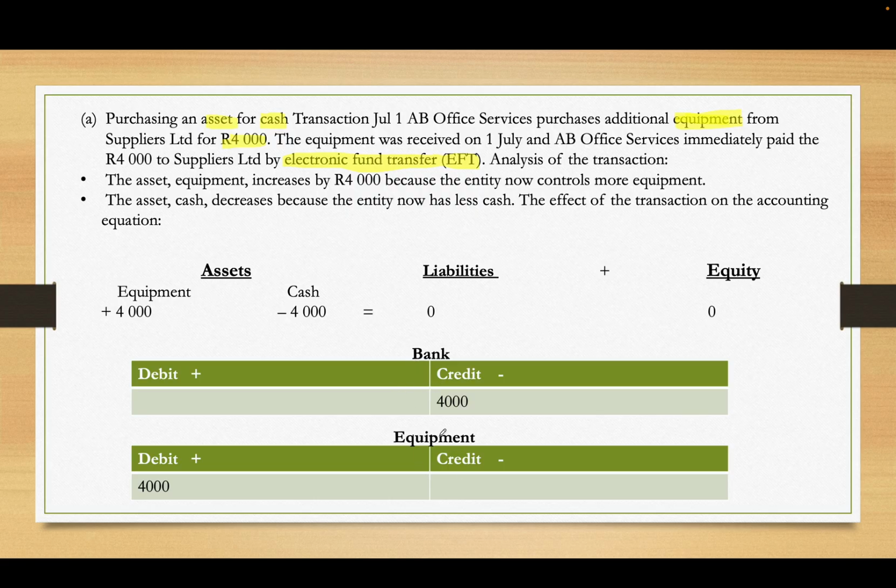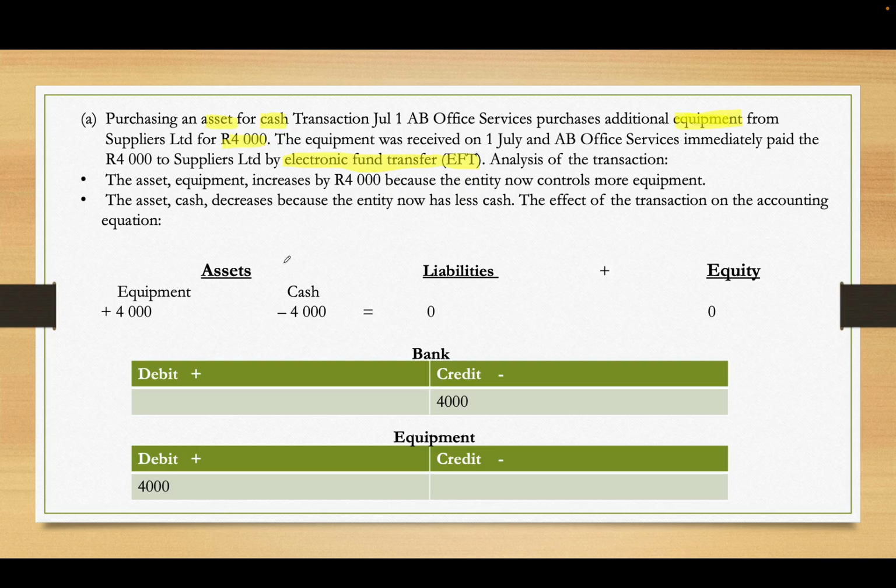So we bought equipment for 4,000. It increases our equipment by 4,000, and what it does to our bank, it decreases our bank by 4,000. You understand? Increase, decrease. You understand?